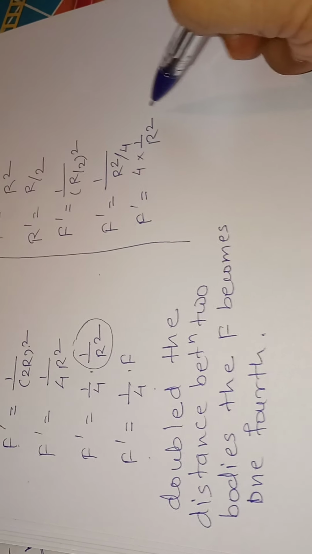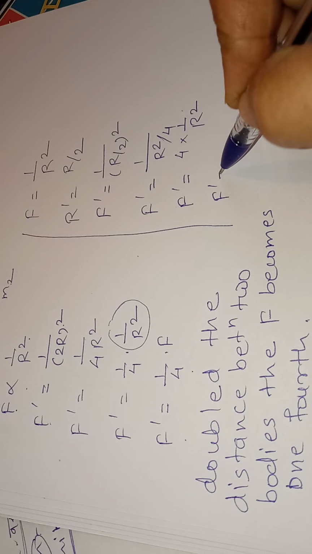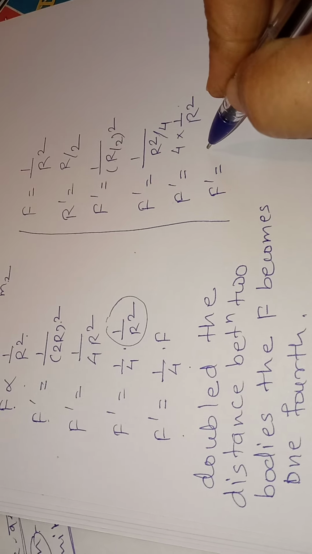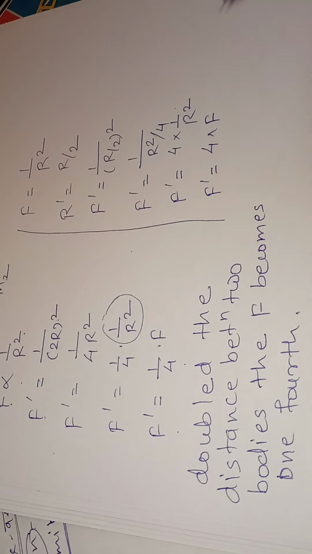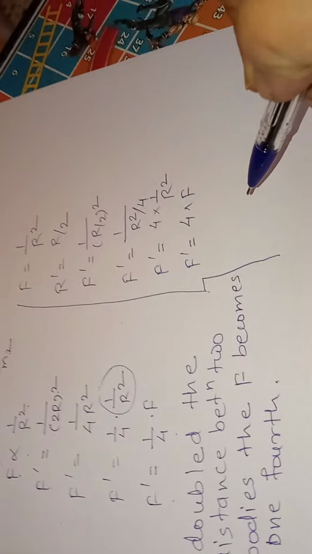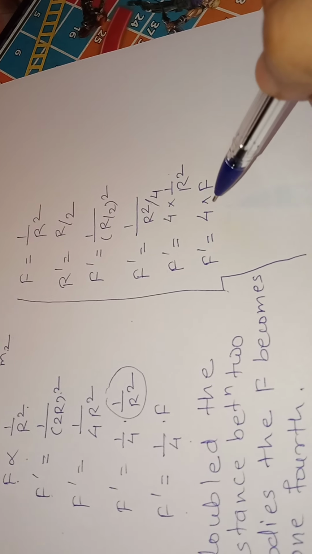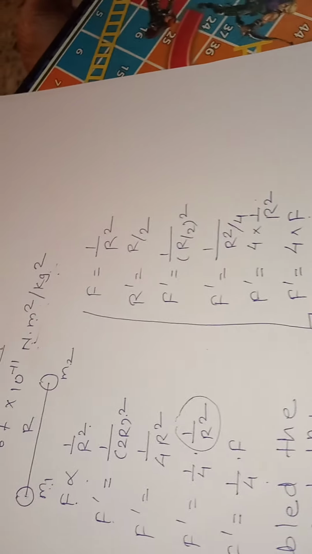But 1 upon r square is the value of F. From this, F dash is equal to 4 into F. We can conclude that if we halve the distance between the two objects, then the force of attraction between them becomes 4 times.